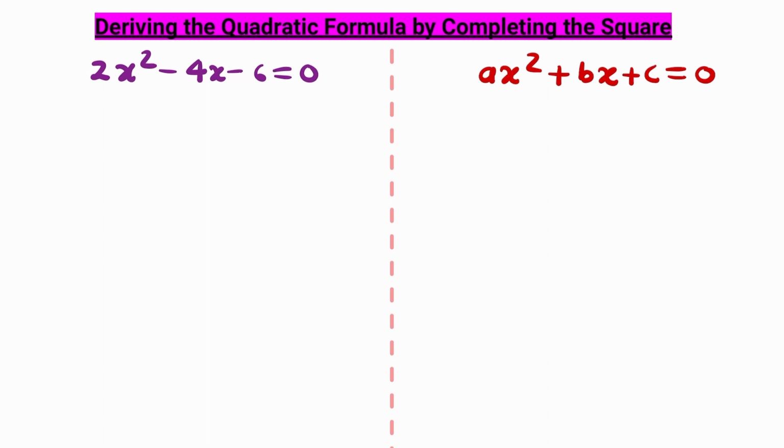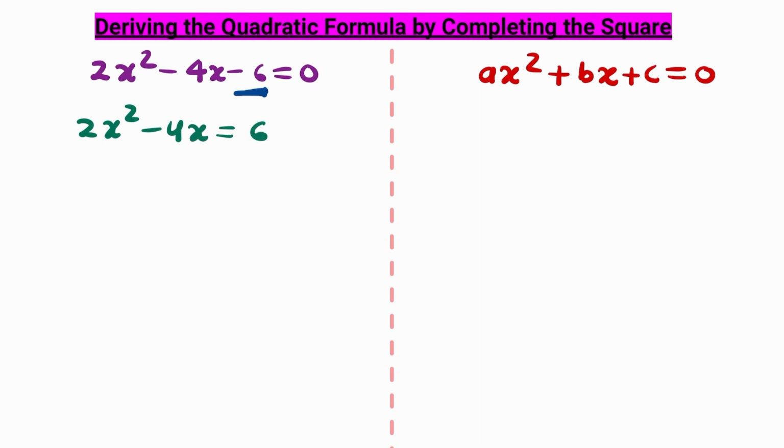In order to solve an equation using completing the square, we have to take all the non-x terms to the other side of the equation. Here, what are the non-x terms? It is minus 6. Non-x terms are the terms that are not associated with x, because here 2x squared has an x in it, and also 4x has an x, but minus 6 doesn't have an x. So we have to take minus 6 to the other side of the equation as plus 6. We can rewrite the equation as 2x squared minus 4x equal to 6.